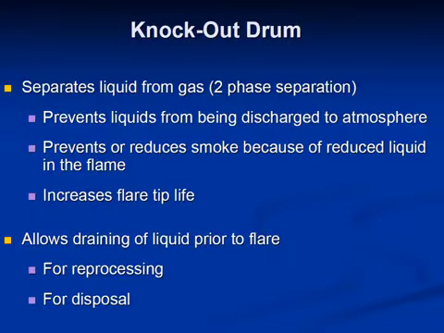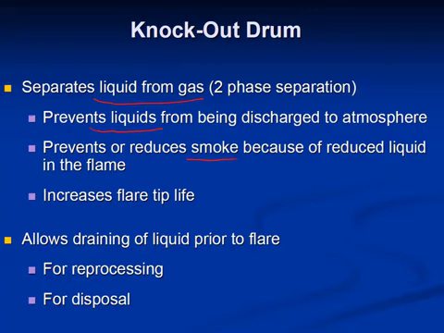Knockout drum. They separate gas from liquid. Okay, this is the first function. Then, since they separate the liquid from gas, they prevent the liquid from being discharged to the atmosphere, so they will collect it. If we have liquid phase in the gas that is going to the flare, it can produce smoke. So we can reduce the amount of smoke by separating liquid in the knockout drum.